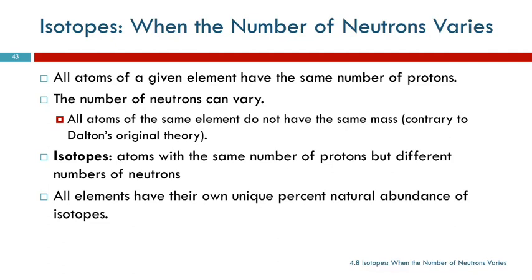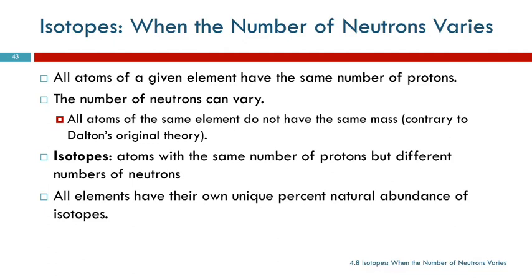So the atoms can vary in their numbers of neutrons, and so we have a word, isotope. Iso is a prefix that means the same. Isotopes are atoms that have the same number of protons. They're members of the same element, but they have different numbers of neutrons. The neutrons do not affect the behavior, the properties of that atom in any significant way. There are very slight differences, but for the most part, it really doesn't matter.